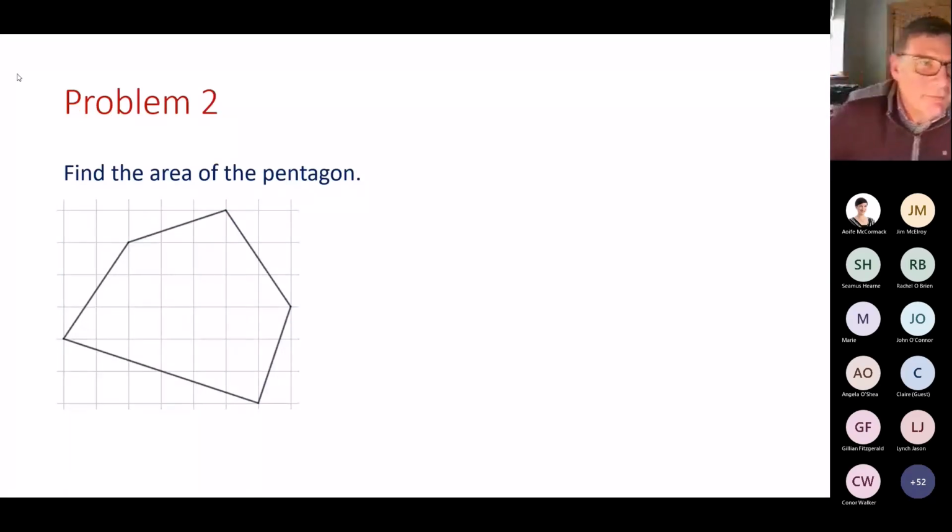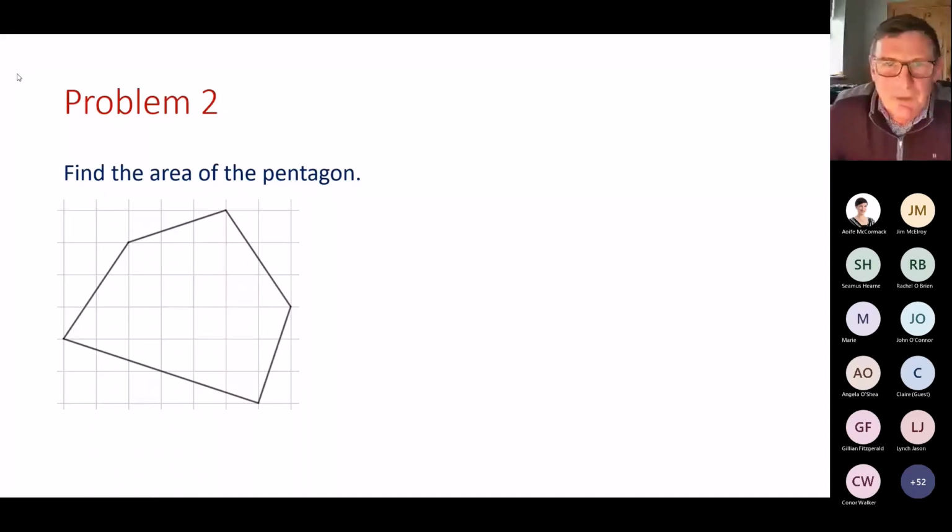Now, here's the one I mentioned earlier, finding the area of a pentagon. So they're given a pentagon on a grid and asked to find the area of the pentagon. And again, as I said earlier on, if they're struggling with this, I suppose we could ask them to divide the interior of the pentagon into right angle triangles and rectangle, or 3 rectangles, I think it is.